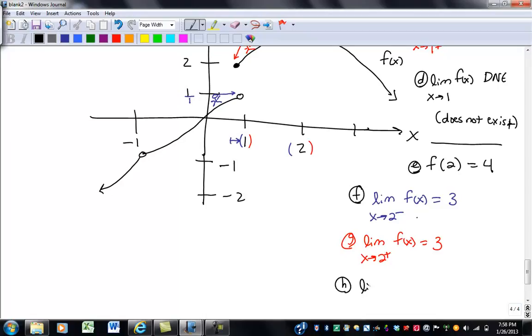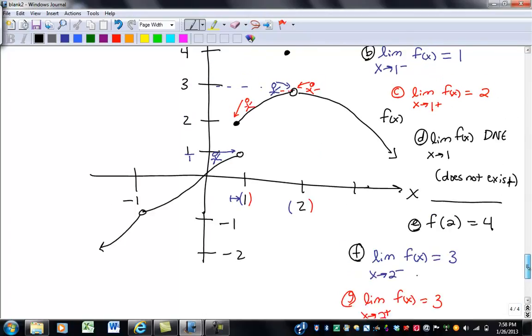So in this case, if I take the plus or minus away, I can actually find the limit as x approaches 2. Since it's the same from the right and from the left, the limit as x approaches 2 is 3.